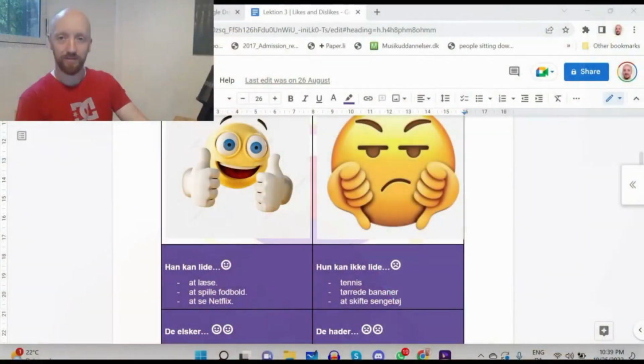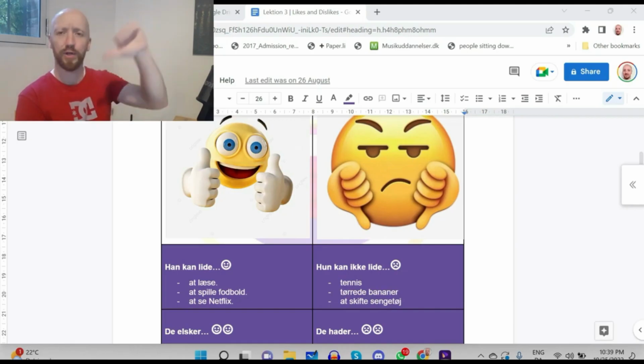So we have one smiley face. En smiley. Han kan lide at læse. Han kan lide at spille fodbold. Han kan lide at se Netflix. He likes reading, he likes playing football, he likes watching Netflix.